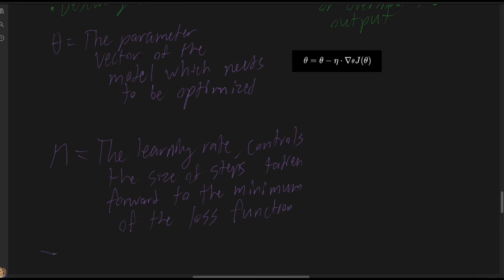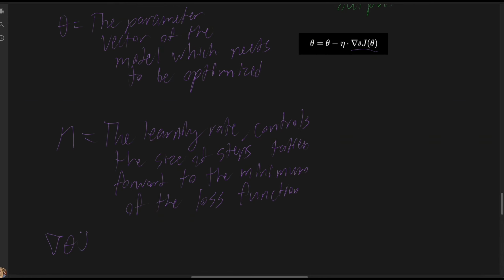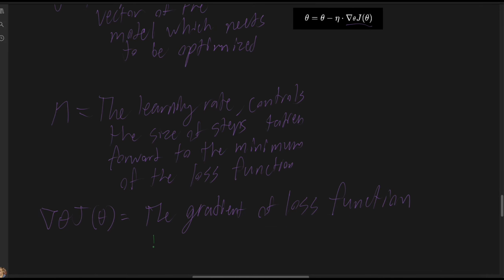And this following group over here, the gradient of J of theta, refers to the gradient of the loss function, referred to as J, with respect to the parameter vector.